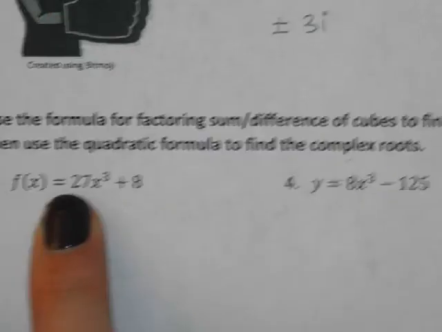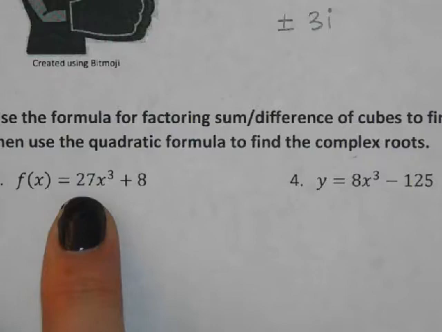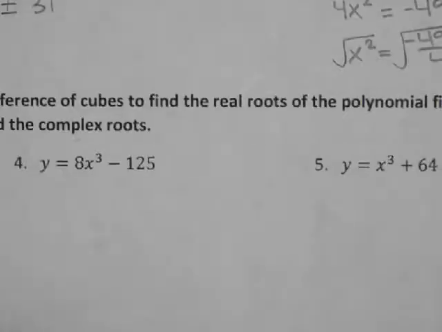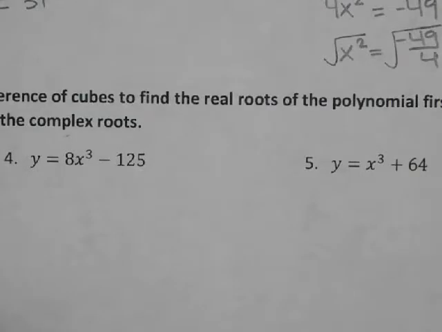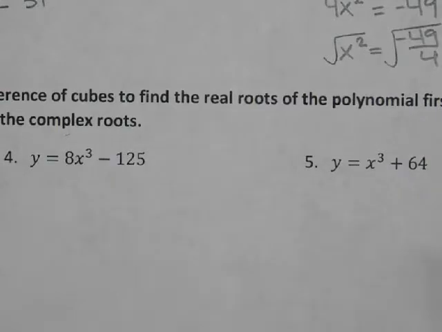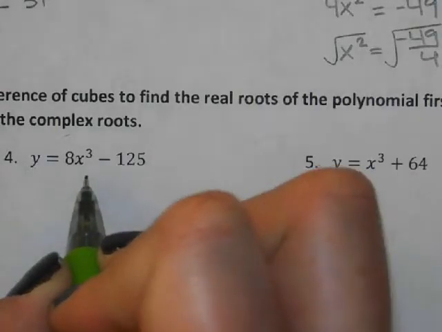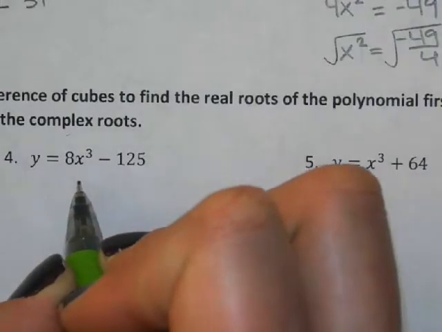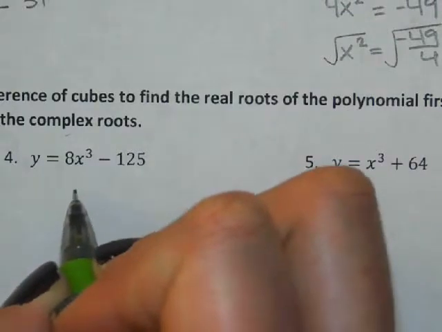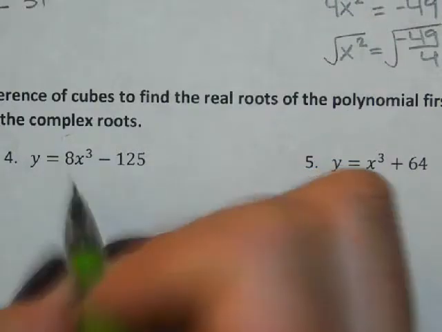Number 3 is very similar to your video, so I am not going to do number 3, all right? Between number 4 and number 5, which one would you rather do? 4, okay. So the first thing we have to do to factor this using sum or difference of cubes is we have to write it as something to the third minus something to the third.